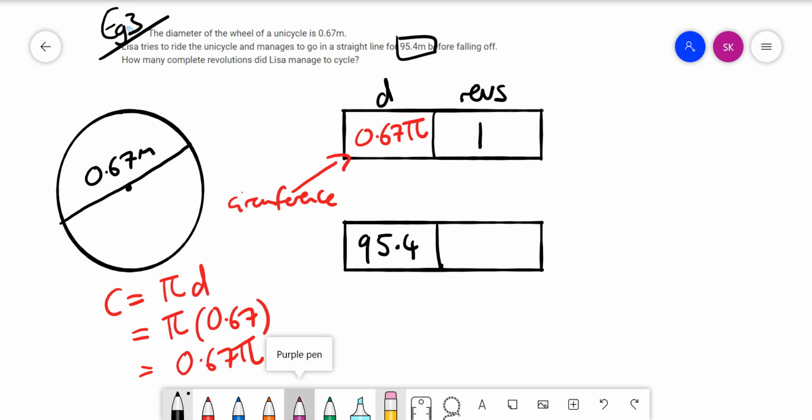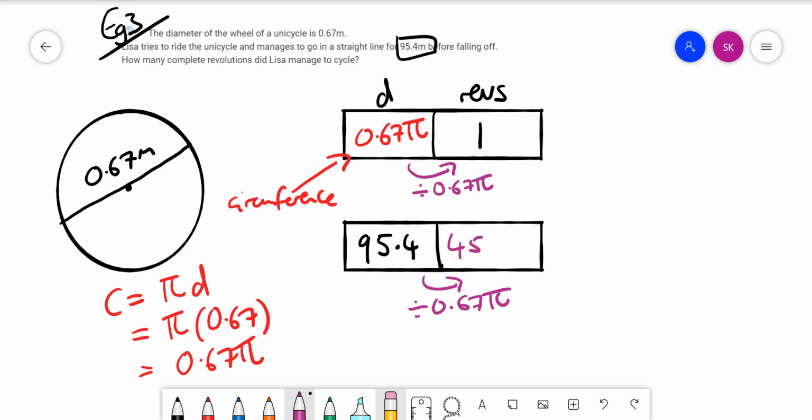Now, can you see the connection here? The connection vertically is not nice at all. But going this way, just do it: divide by 0.67 pi, because anything divided by itself is 1. Over here, divide by 0.67 pi. And if we do that, 95.4 divided by 0.67 pi, I get 45.32. How many complete revolutions did Lisa manage? The answer is therefore not 45.32, it's 45 revs or revolutions.